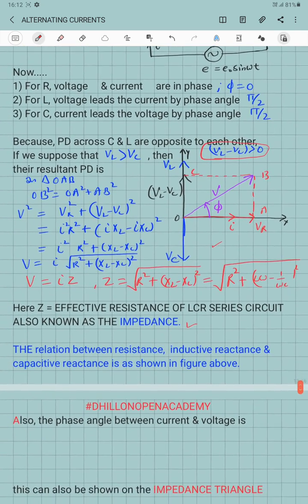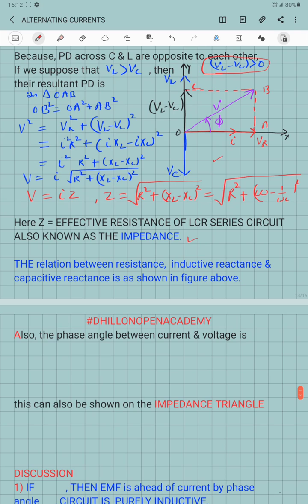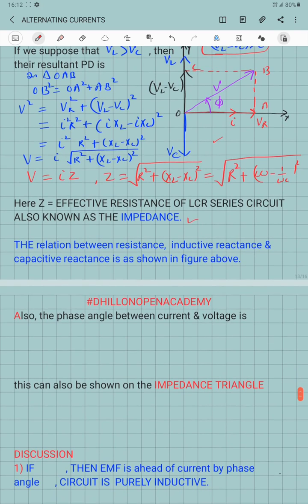Now this relation between the resistance, inductive reactance, and capacitive reactance can also be shown by a separate triangle like this, where along the x-axis we will represent our ohmic resistance, this will represent our difference of inductive and capacitive reactance, and this will be our resultant impedance for triangle ABC, and phi will be our phase angle by which voltage is leading the current.